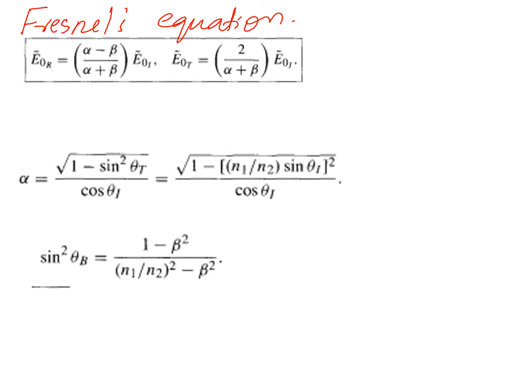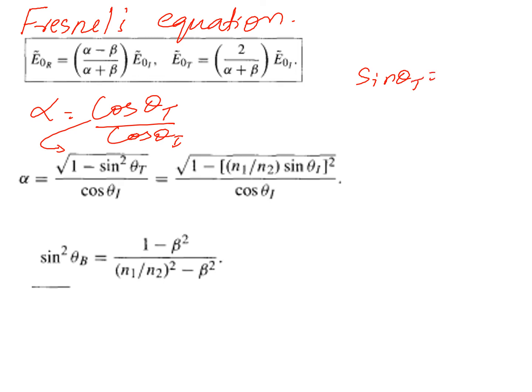There are two other Fresnel's equations giving the reflected and transmitted amplitudes when the polarization is perpendicular to the plane of incidence. Now, we know that alpha is equal to cos theta t divided by cos theta I. Now rearrange cos theta to root of 1 minus sine square theta, and using Snell's law, sine theta t equal to n1 by n2 times sine theta I, we'll get this expression for alpha.